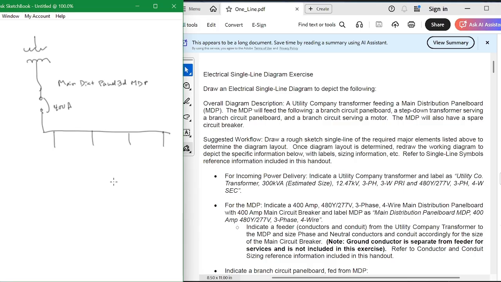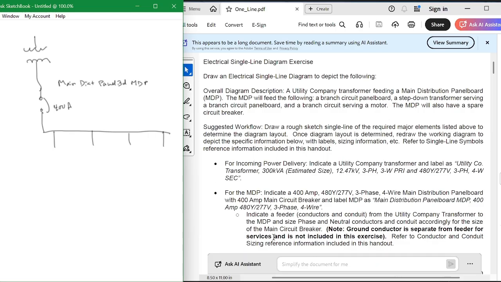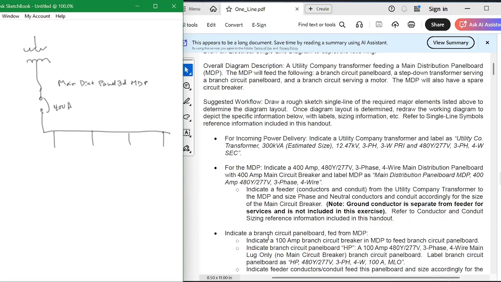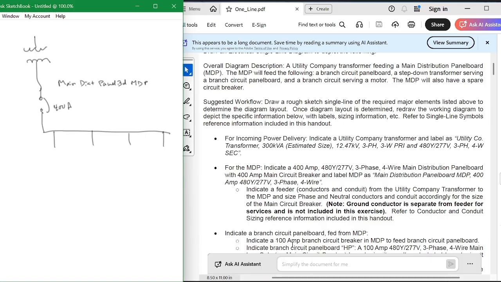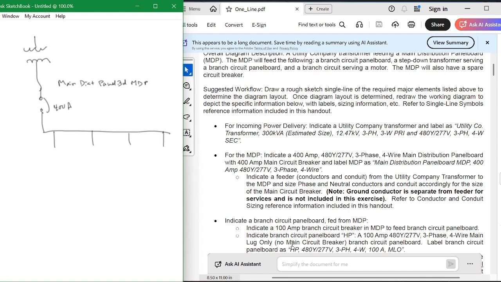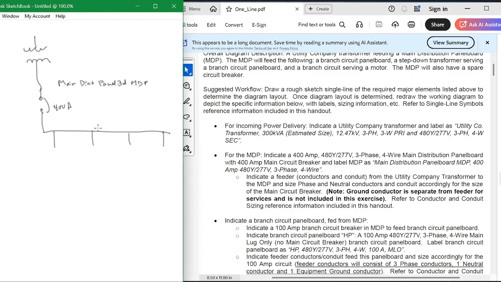What's the first one? 100 amp, three-phase distribution panel board. Okay, so that's that. Now indicate a branch circuit panel board fed from MDP. Indicate 100 amp. So now we're going to drop down at this point with a 100 amp breaker, and then we're going to size some wire.